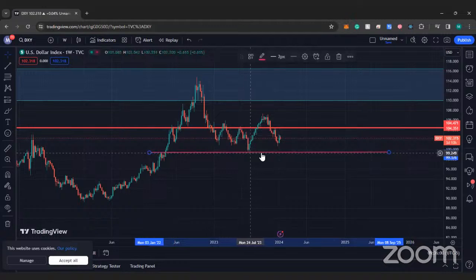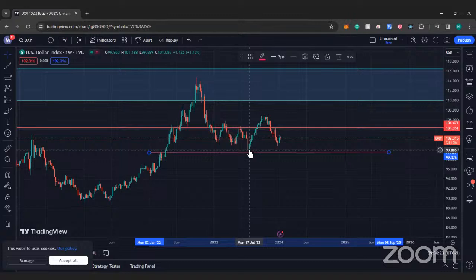The actual fair value gap is here. And these lows are practically equal. So the first low is 99.578. The second low is 99.589. Okay, so 578, 589. So they're 1 pip apart. So we can call these relative equal lows.